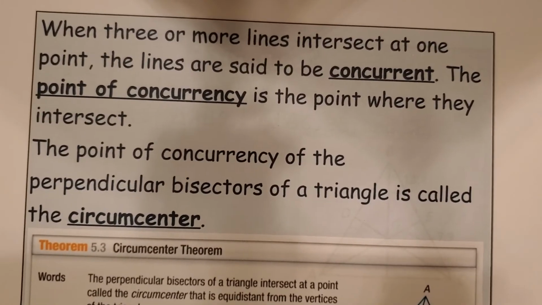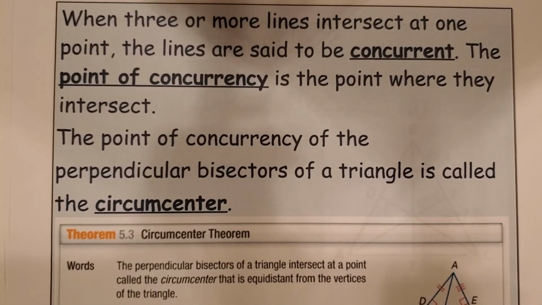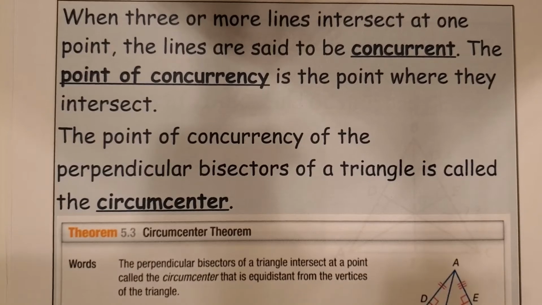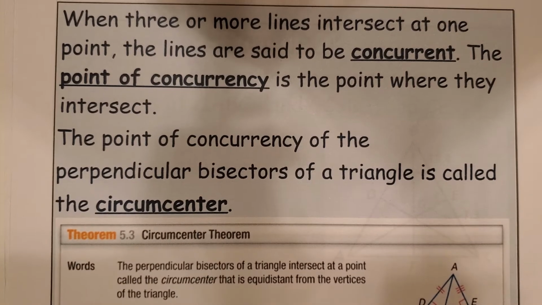All right. When 3 or more lines intersect at one point, the lines are said to be concurrent. The point of concurrency is the point where all these lines intersect. So since you have 3 different sides of a triangle, you can create 3 different perpendicular bisectors. And if you create 3 different perpendicular bisectors in the same triangle, they're all going to meet at some point. And that point where they meet is called the circumcenter.